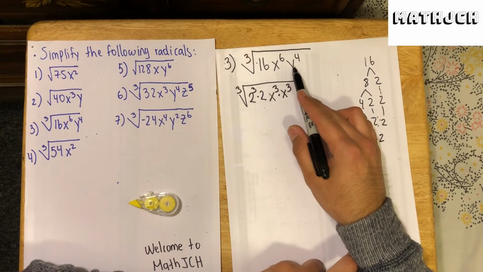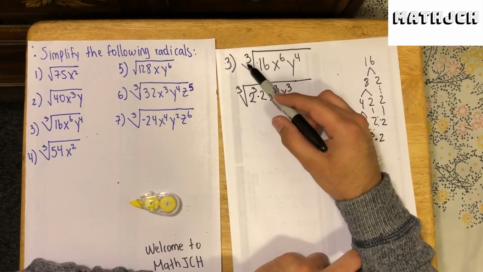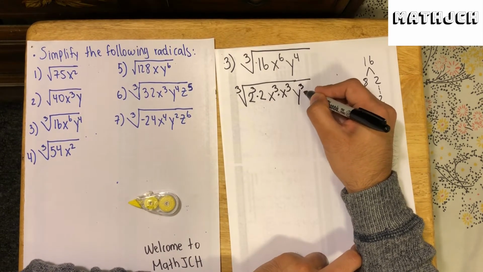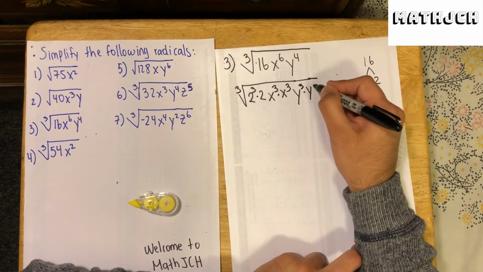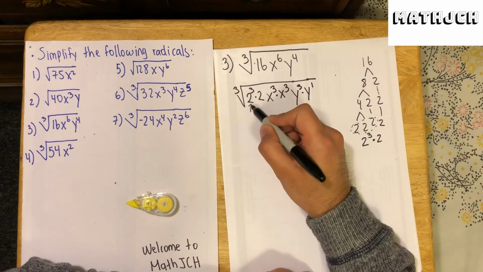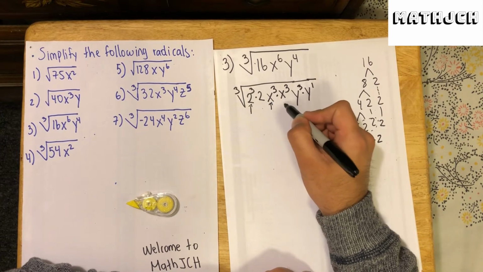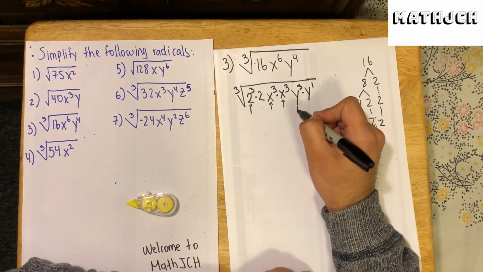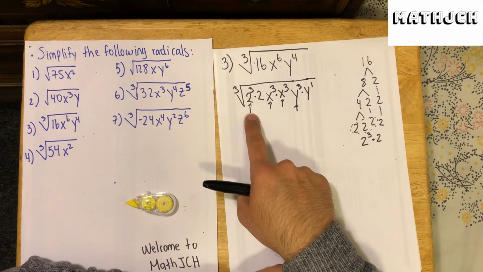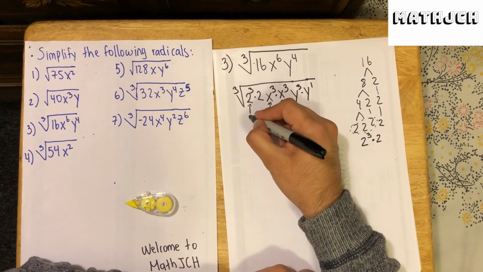Same approach with the y to the power 4. I could break it down into one of the y's with the same power as my index. So y power 4, I could break it down into y power 3 and y to the power of 1, because 3 plus 1 gives me 4. Now notice that 2 has power 3. This x has power 3, this x has power 3, and this y also has power 3. That means that anything with the same power as the index is going to go outside.